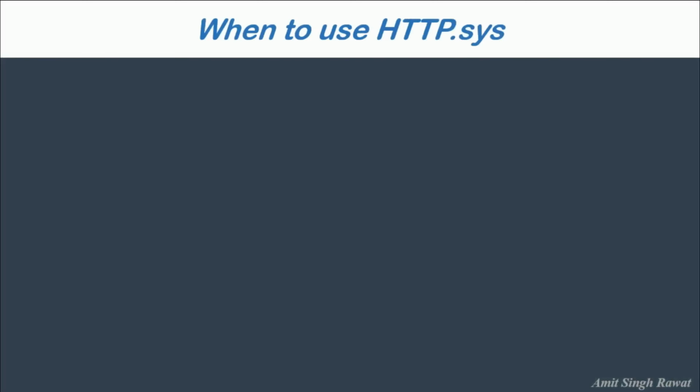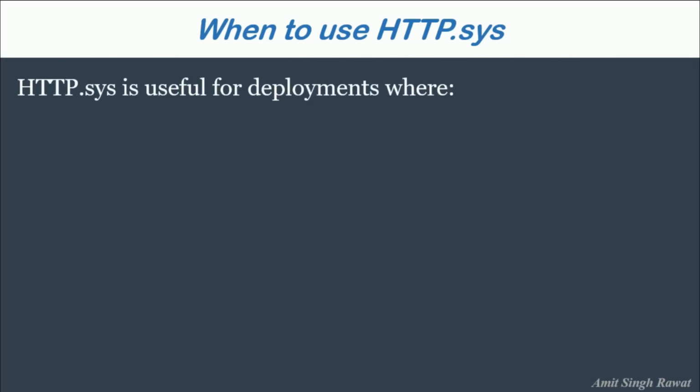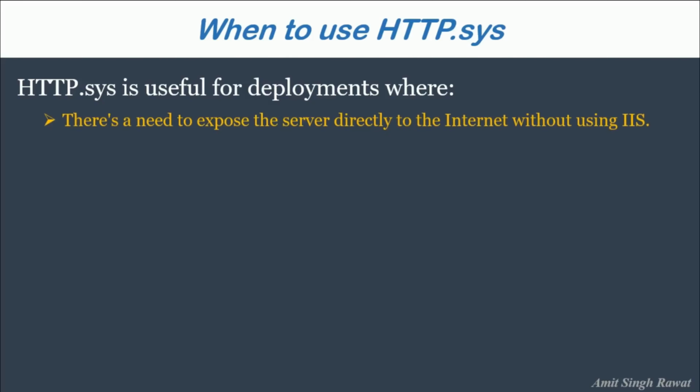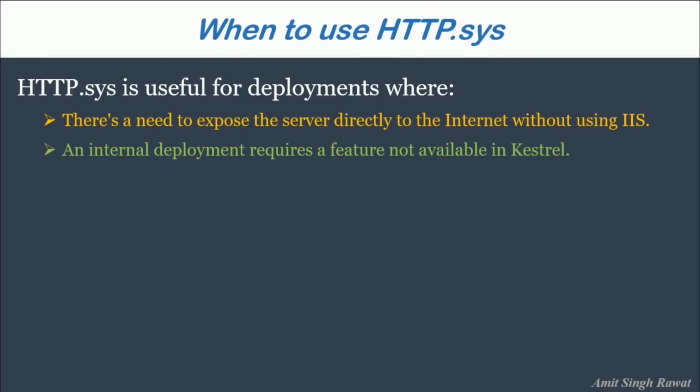Next, when to use HTTP.sys. HTTP.sys is useful for deployments where there is a need to expose the server directly to the internet without using IIS, or an internal deployment requires a feature not available in Kestrel. As already specified, HTTP.sys has more features than Kestrel. So if we come across such a situation, we can use it. Although I personally never use HTTP.sys professionally, I only use this for testing purposes.